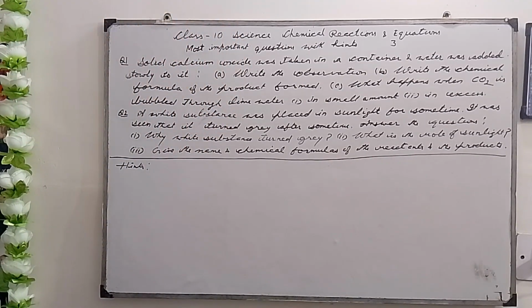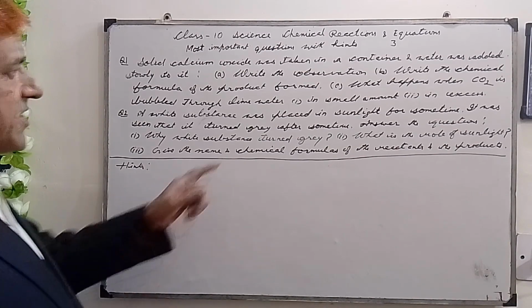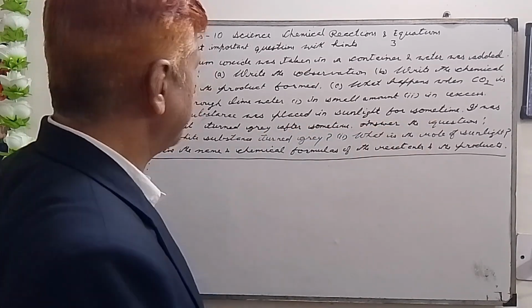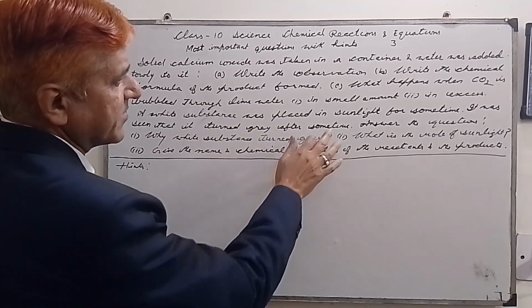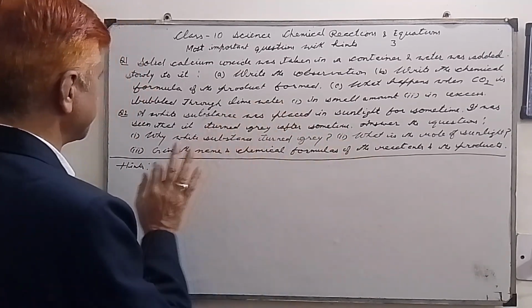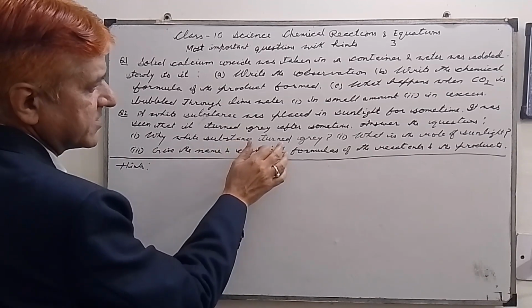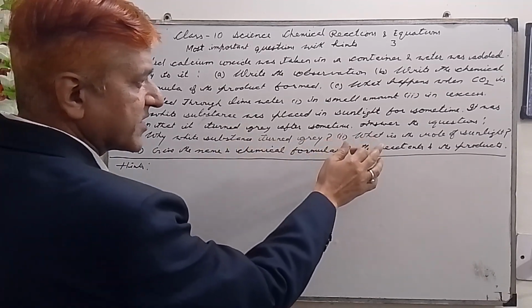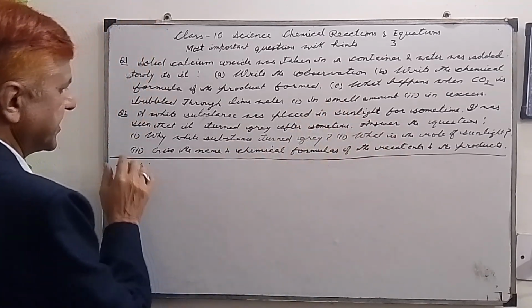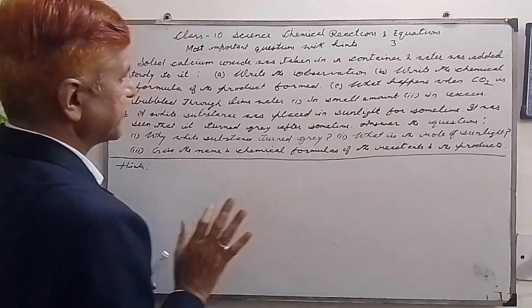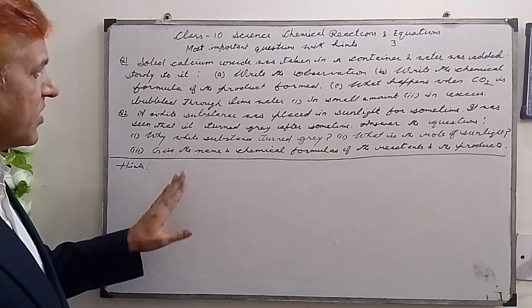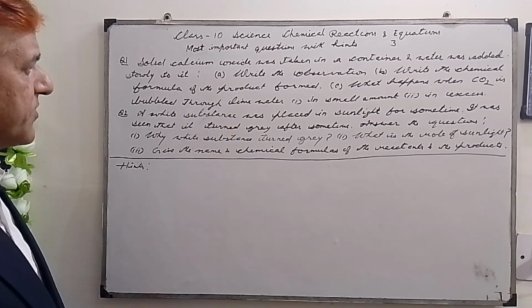A white substance was placed in sunlight for some time. It was seen that it turned grey after some time. Answer the questions. Why did the white substance turn grey? Second, what is the role of sunlight? Third, give the name and chemical formula of the reactants and the products. So my dear students, first of all we will write the reaction in terms of an equation.